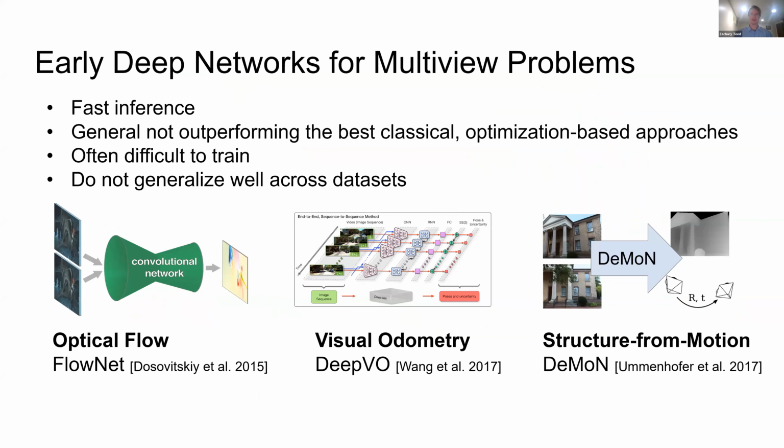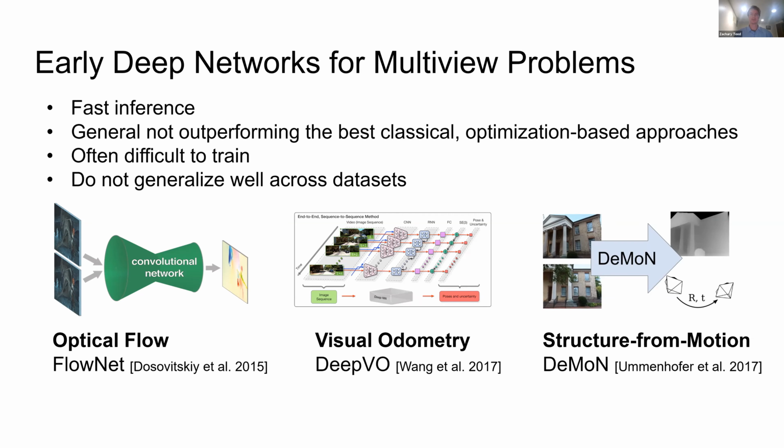So deep learning has also been applied to multi-view problems. Some of the early work applying deep learning to multi-view problems typically took generic neural network components and formulated these problems as image-to-image mapping. In the case of FlowNet, we can take two images and directly try to predict optical flow. Deep visual odometry takes a sequence of video frames as input and then estimates the relative camera poses between the frames. And similarly, DeMoN looked at trying to estimate depth from a pair of images.